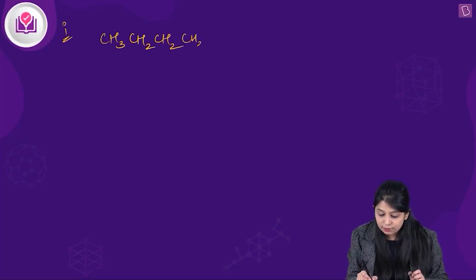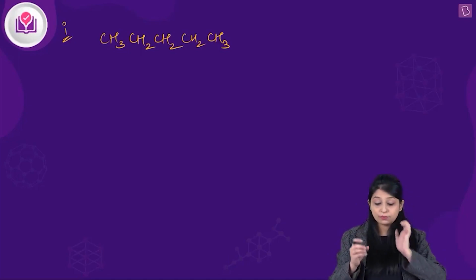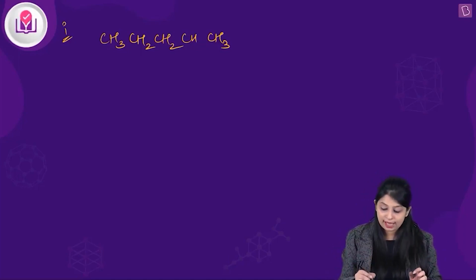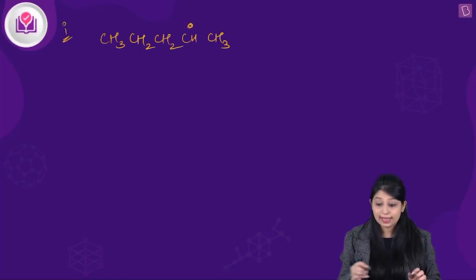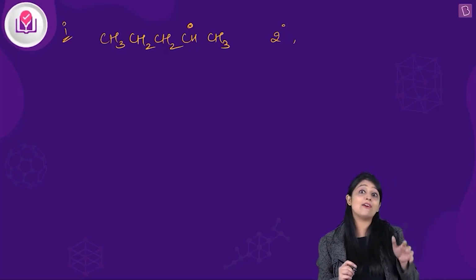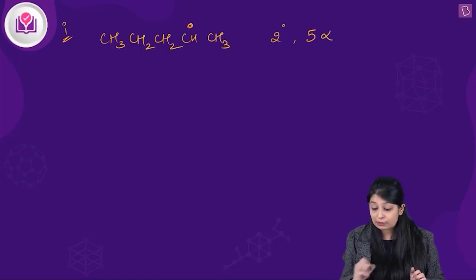So the first one is what? The first one is n-pentane. So that would be CH3, CH2, CH2, CH2 and CH3. Okay, so what would be the most stable free radical in this molecule? Well, it would be this free radical. Why? This is a 2-degree free radical. Along with this, how many alpha hydrogens does it have? It has 5 alpha hydrogens.